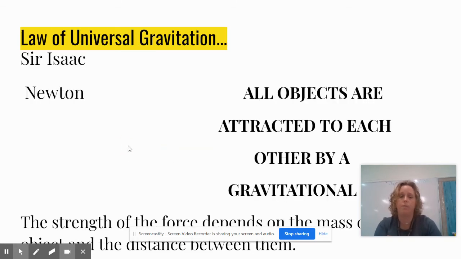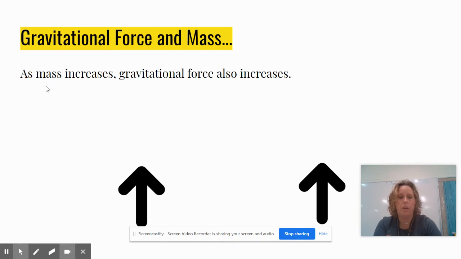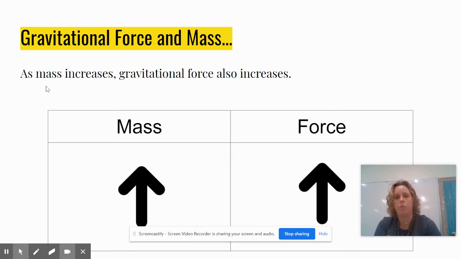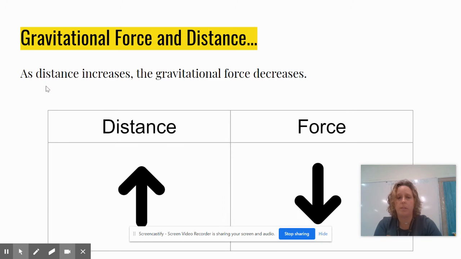Law of universal gravitation. The man who created the theory of universal gravitation is Sir Isaac Newton. He said that all objects are attracted to each other by gravitational force. Okay, and the strength of the force depends on the mass of the object and the distance between them. Gravitational force and mass. As mass increases, gravitational force also increases. Gravitational force versus distance. As distance increases, the gravitational force decreases.